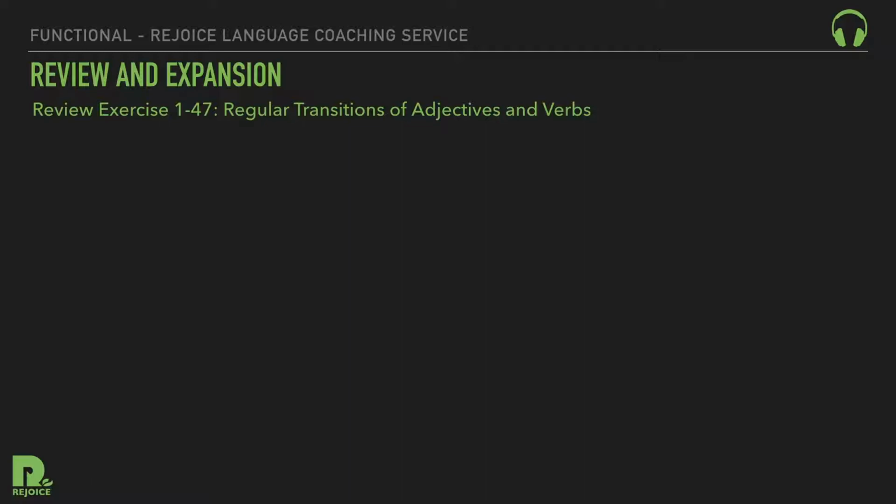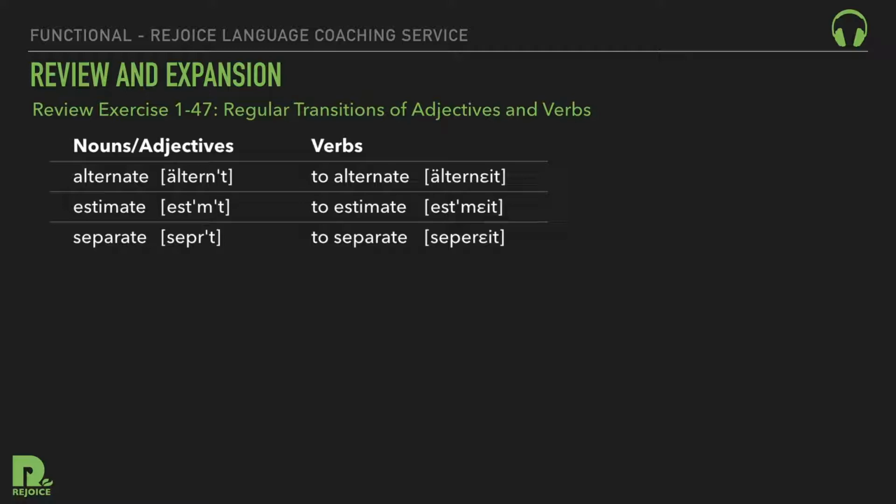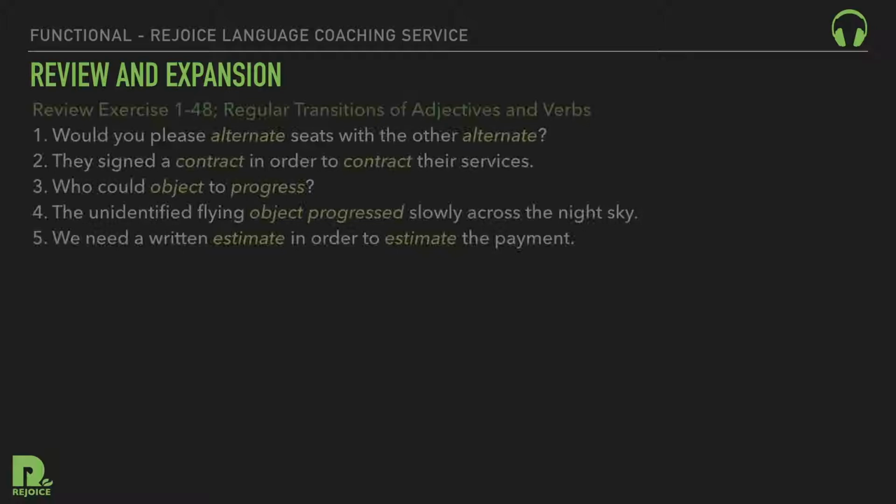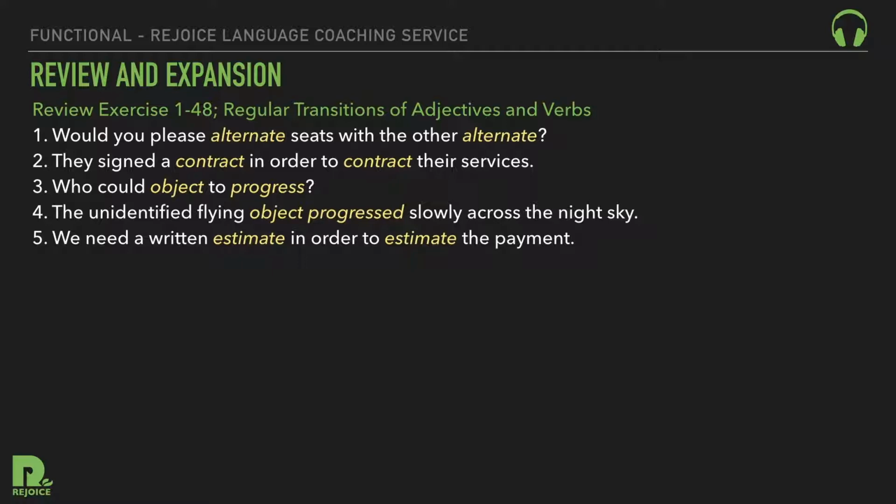Review exercise 147. Regular transitions of adjectives and verbs. Alternate, to alternate. Estimate, to estimate. Separate, to separate. Review exercise 148, regular transitions of adjectives and verbs. Mark the intonation and then repeat after me.